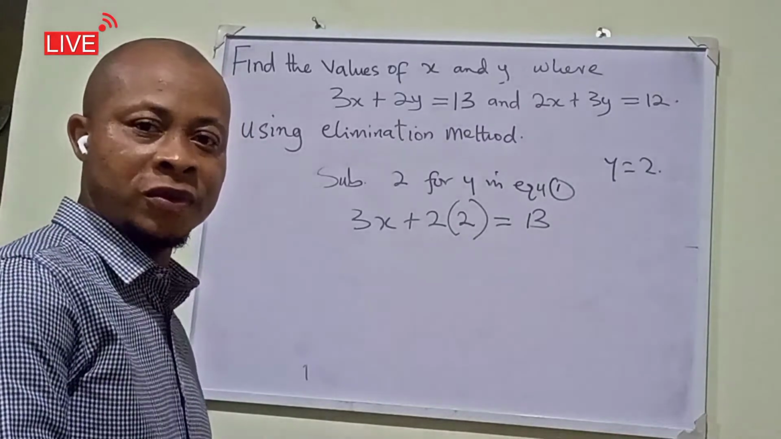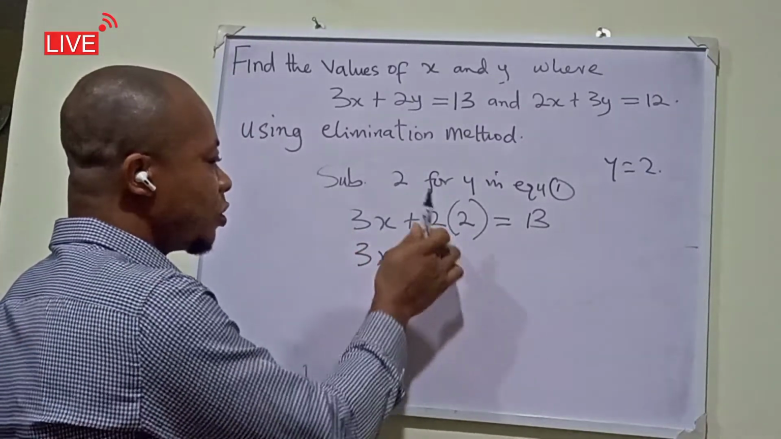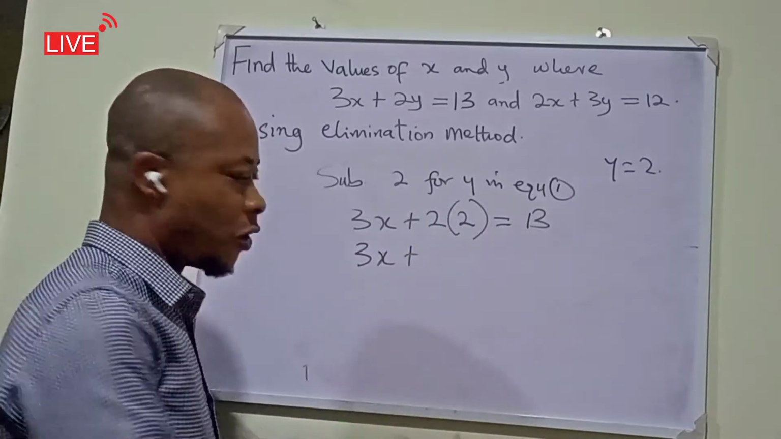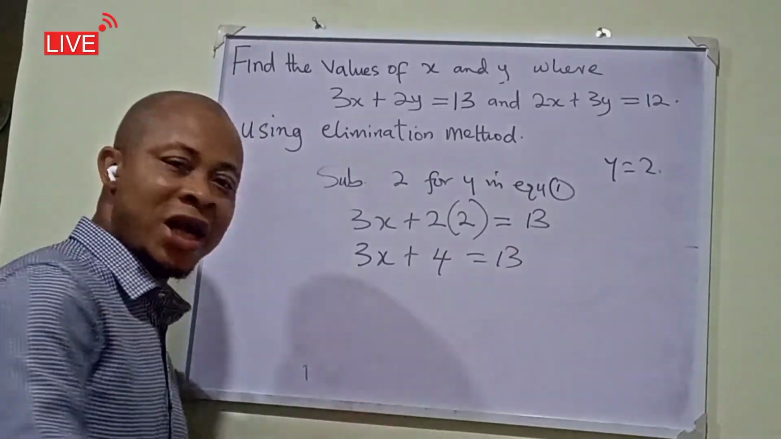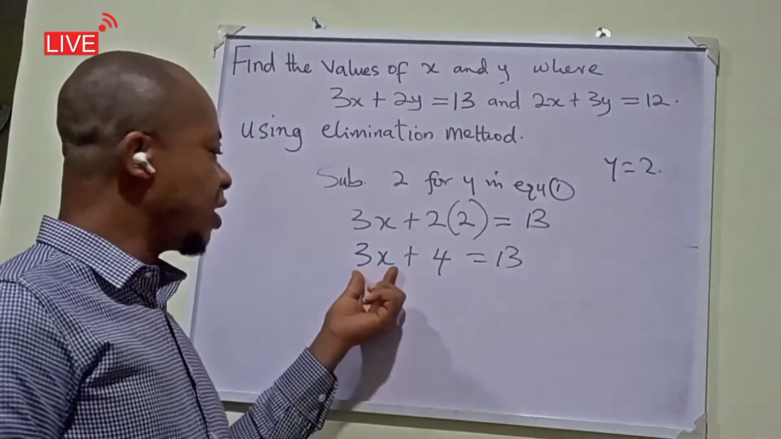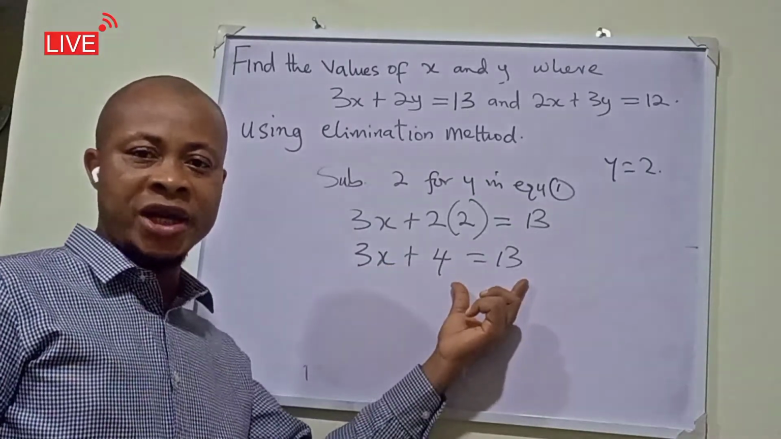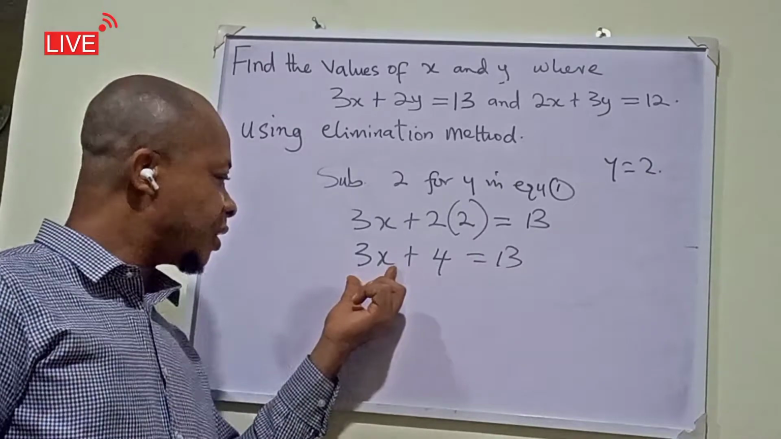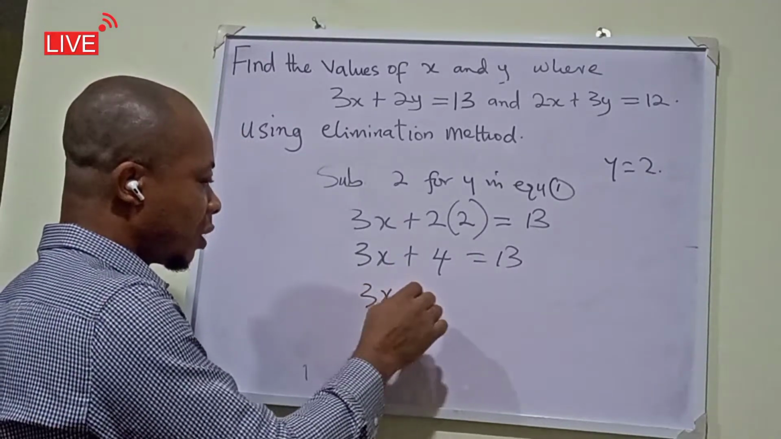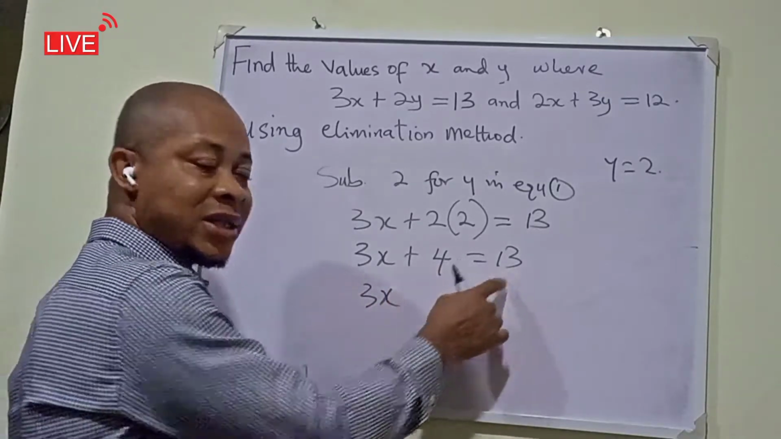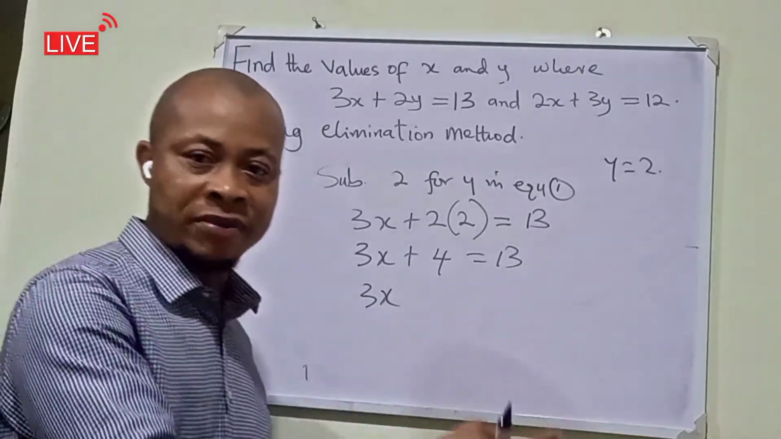Very simple. 3x plus 2 times 2 will give us 4. Equals 13. Now we collect like terms. This is 3x. There is nothing like 3x again, or anything in x again. That means 3x doesn't have any like term. We bring it down. But 4 and 13 are constants. They don't have any variable, so they are like terms. So we collect them together.